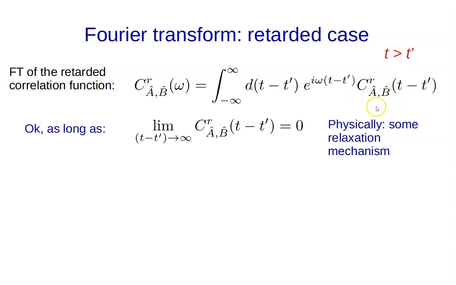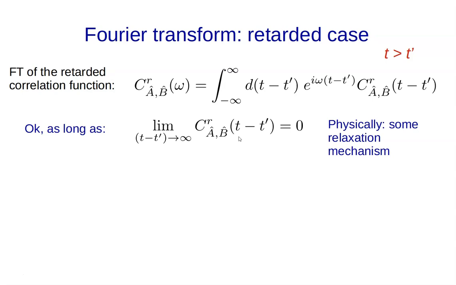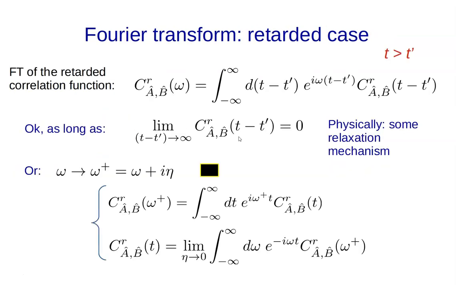So yeah, we would like to have well-defined correlation functions for all frequencies. For that, we need this kind of an envelope, so that the correlation function goes to zero at very long times. Oops, this is the advanced. So let's get back to the retarded.